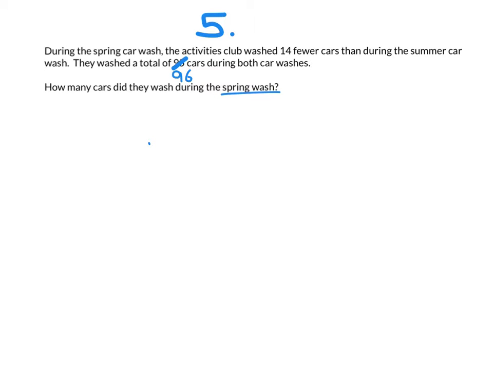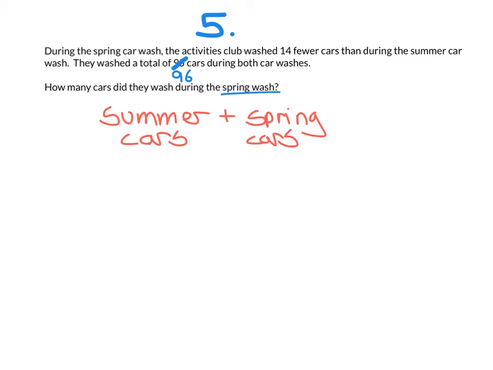Okay, so before I just start writing out my variable and solving this, I want to think about what this question is asking and what information I've been given so I can solve for these unknowns. So I'm told that the cars washed in summer added to the cars washed in spring gives me a total of 95 cars. And I've just pulled this information from the question.